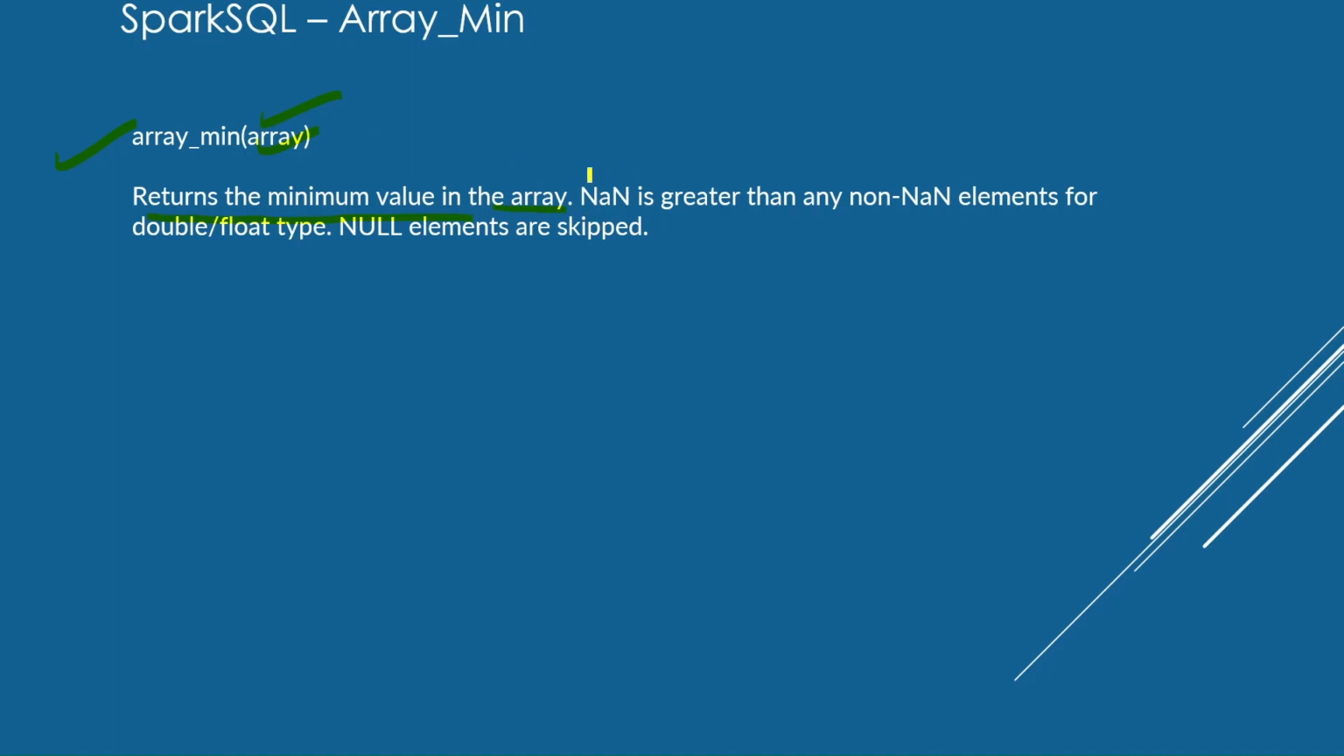If a NaN and a non-NaN element are both present in the array, how will it execute? NaN would be considered greater than a non-NaN value. And if any null element is present in that array, all null elements will be skipped during the process of finding the minimum value with the help of the array_min function.